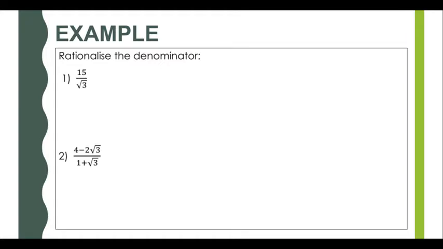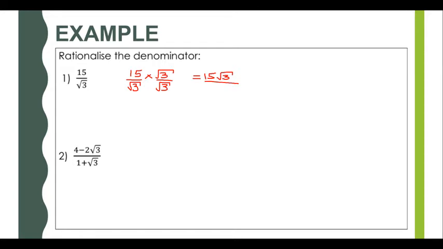So if we look at example 1, this is the simplest case, where we have a number divided by just a surd. So we multiply the top and the bottom by root 3. So we get 15 divided by root 3 times root 3 divided by root 3.